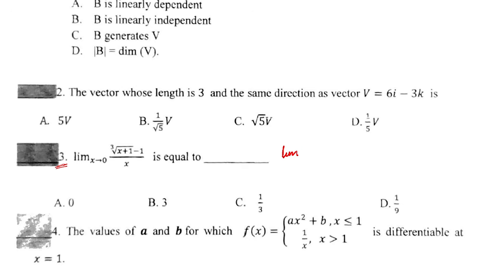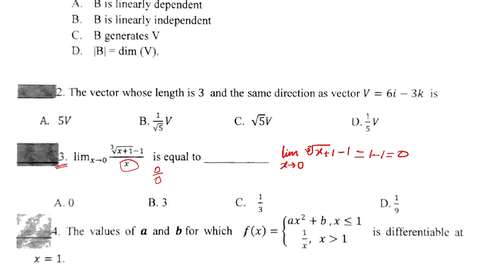So the limit of the cube root of x plus 1, minus 1, as x approaches 0. It is a continuous function, so we substitute x by 0. Therefore, the cube root of 0 plus 1. The cube root of 1 is 1. 1 minus 1, that is 0. The denominator is obviously 0. Therefore, we have 0 over 0, an indeterminate form.